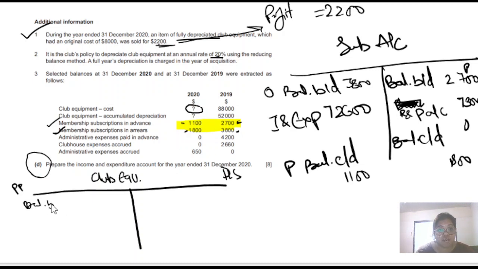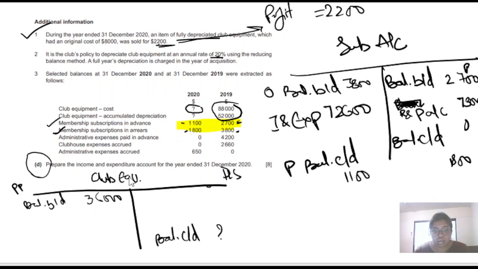So first you have to write down the balance brought down, that is your 88,000, and the carried down you need to calculate. Then depreciation: the accumulated depreciation is given to you, which is 52,000. You can either do 88,000 minus 52,000 and write 36,000 here, or you can write 52,000 here also. It's up to you what you want. So I can write 36,000 here after deducting these two values. 36,000 is clear, I guess.